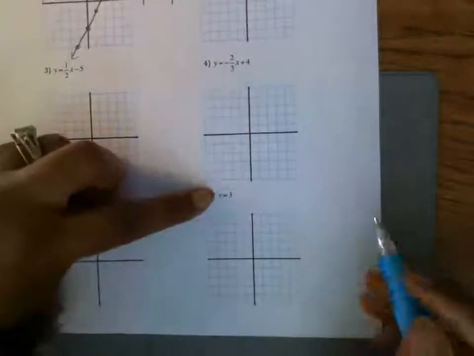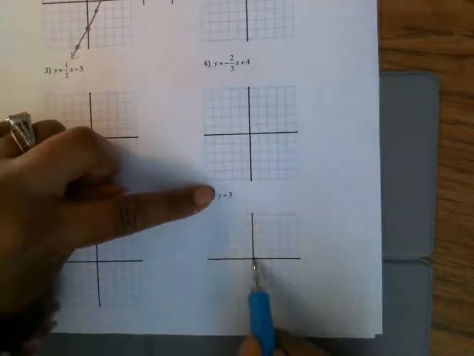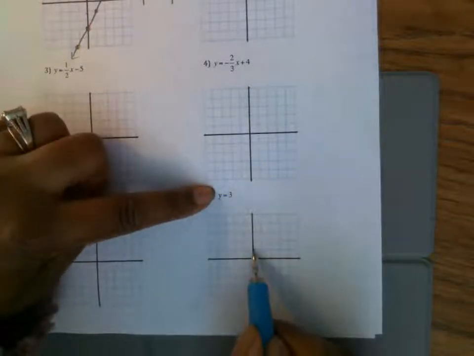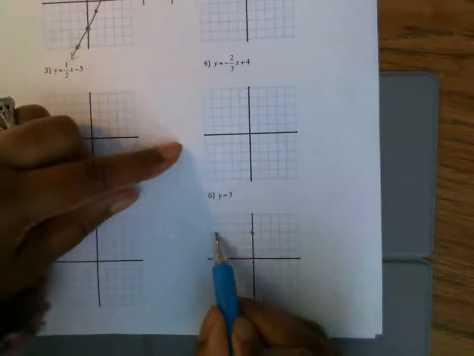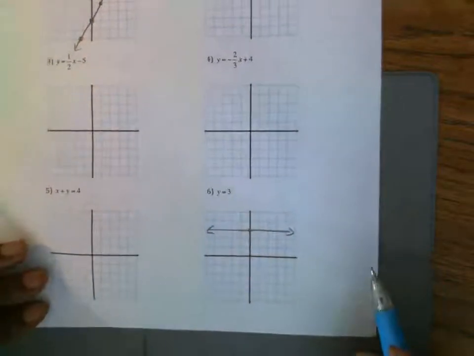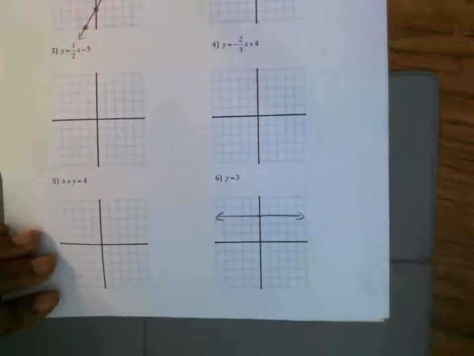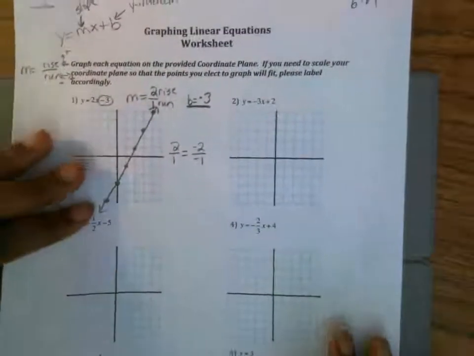I'm going to find 3 on the y-axis because this is y. So 3 on the y-axis is here. 1, 2, 3. And I'm going to draw a line through the y-axis at 3 because y is equal to 3. Questions about that? Okay. All right.